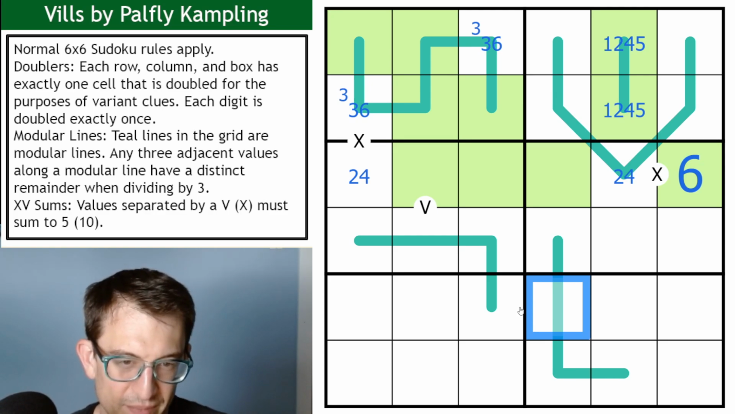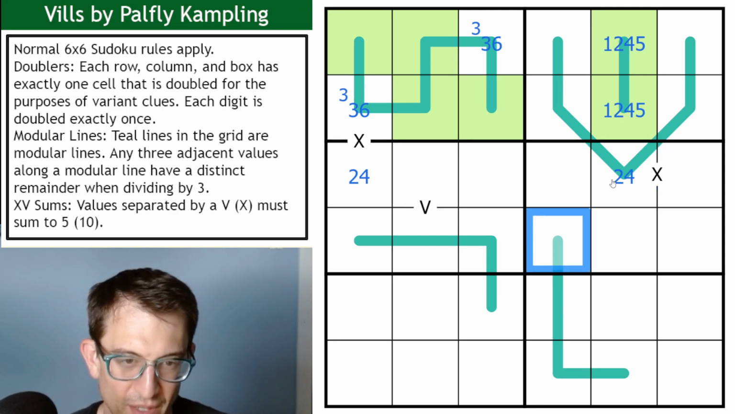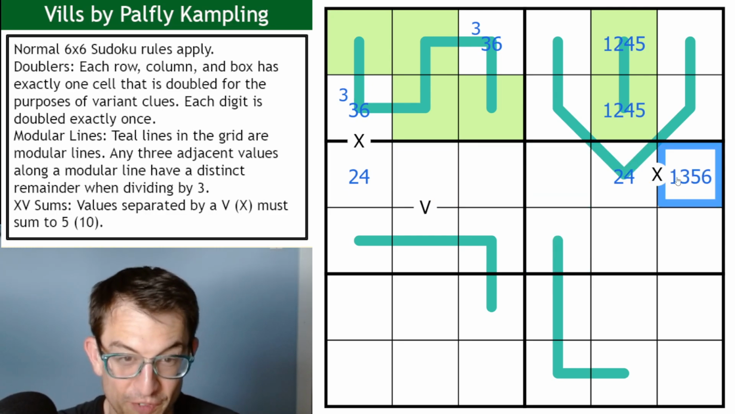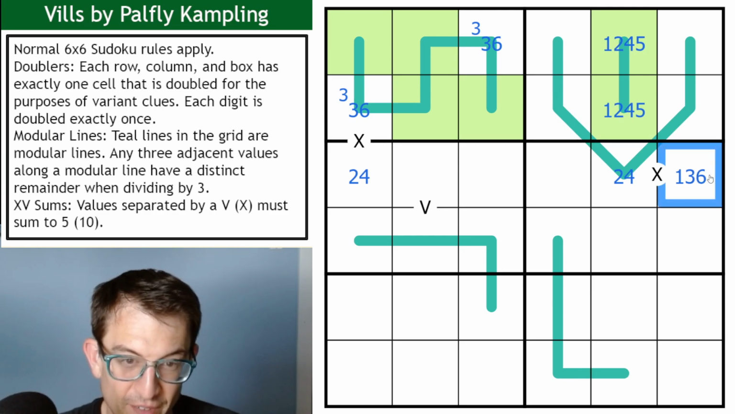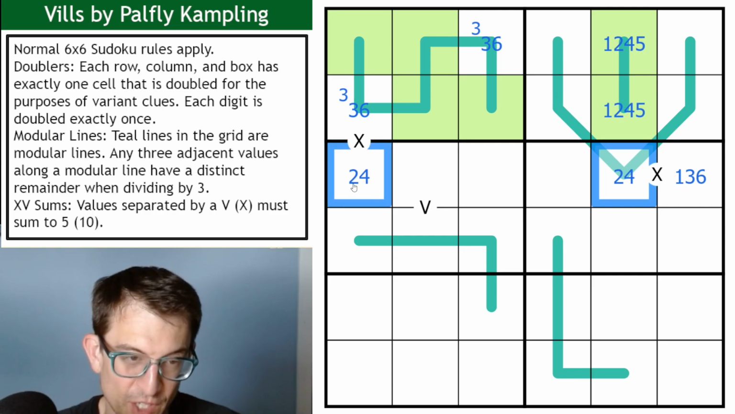Let me go back and make sure that's right. That felt a little sloppy. So I have this 2-4 pair here, which means these digits are 1. Maybe I can just do 1, 3, 5, 6. This can't be 5, right? If this is a 3, it would have to be doubled. A doubled 3 would mean neither of these are doubled, but both of these have to be value 4.